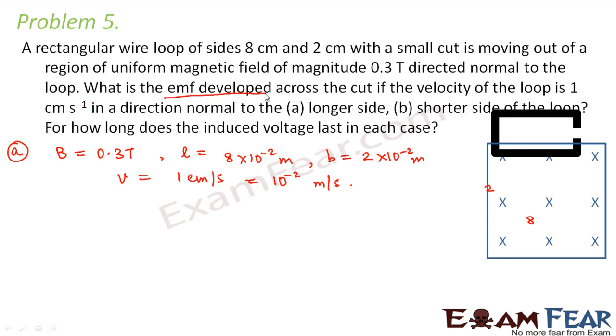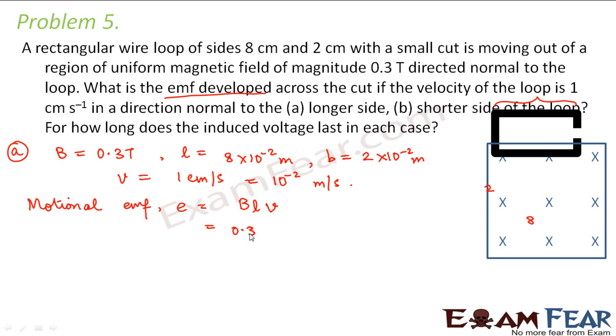So we have to calculate the induced EMF. What is the EMF developed? In this case, this is the same scenario, a loop moving out of the magnetic field. So it is talking about motional EMF, right? So we know that motional EMF is equal to BLV, where B is the magnetic field. What is L? L is the width of the rod or the length of the rod which actually moves out of the field. So in this case, L is in fact this length.